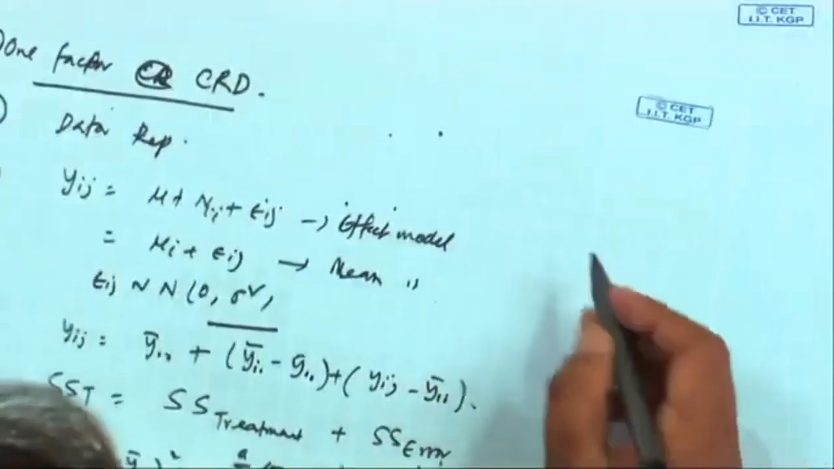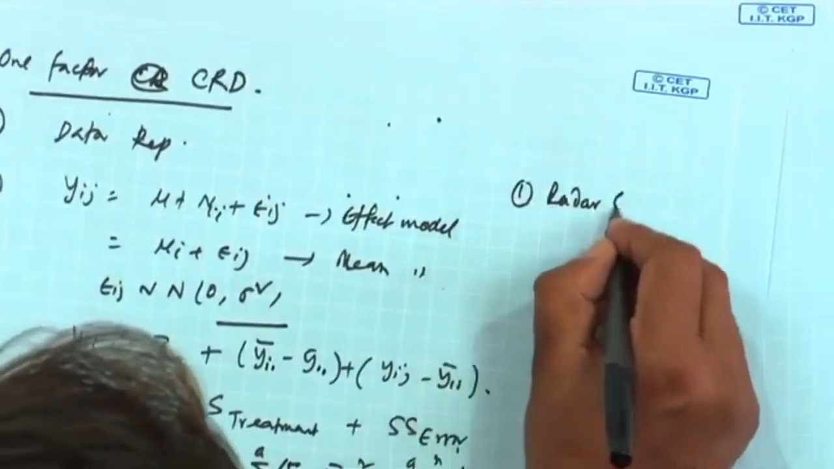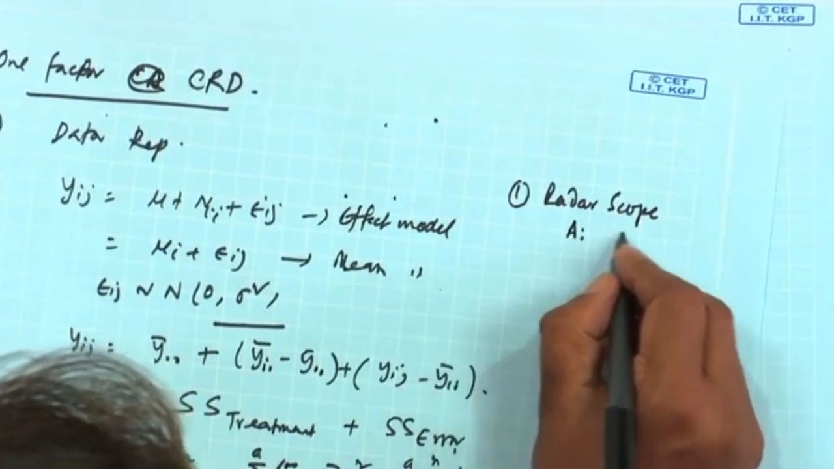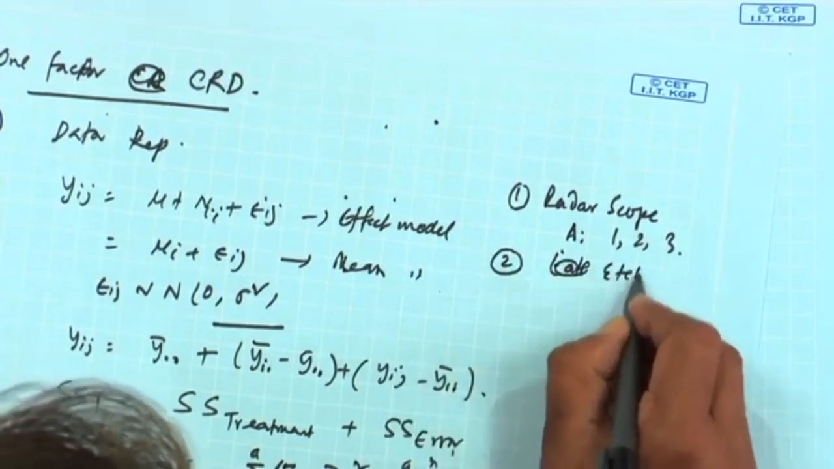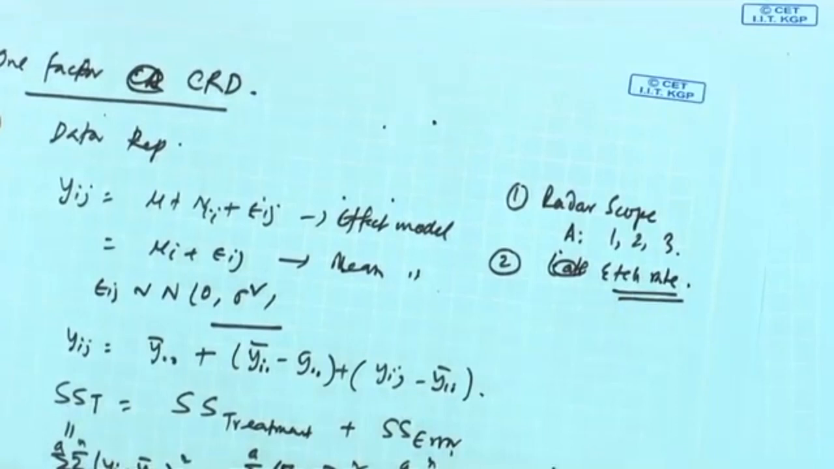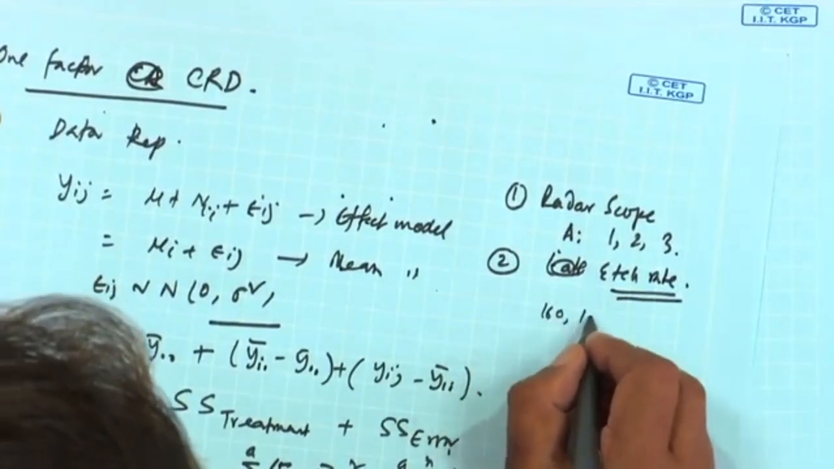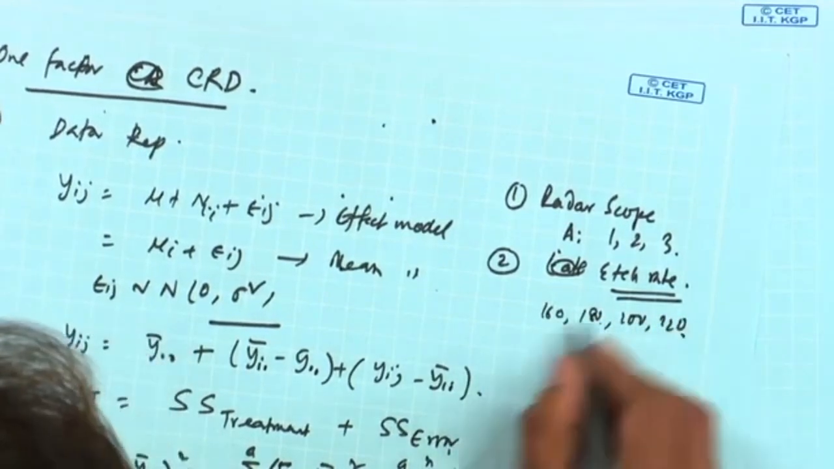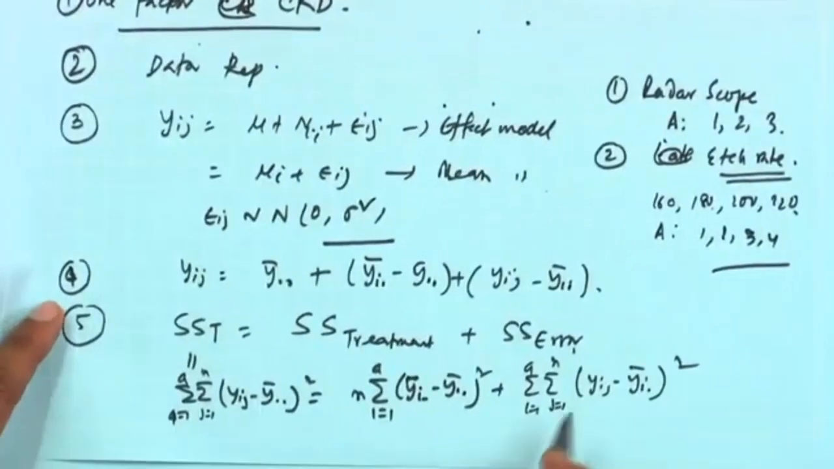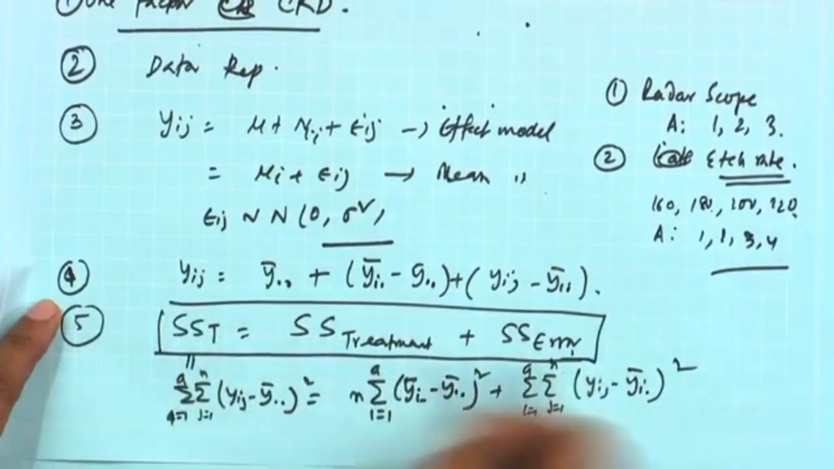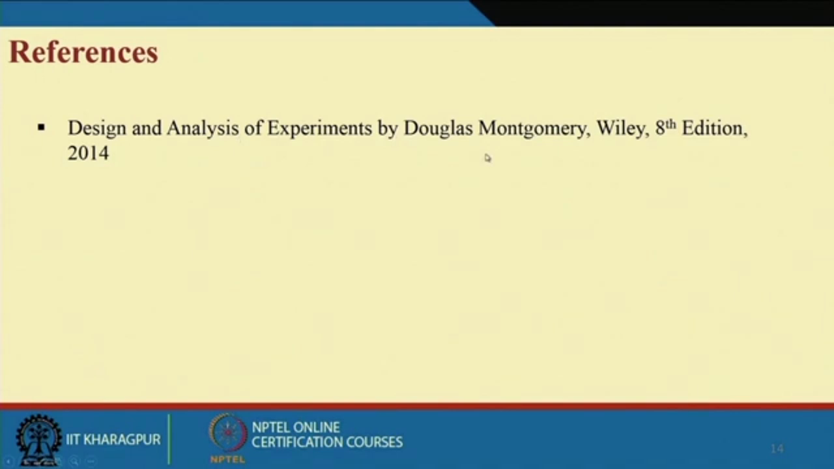And then I have given you two examples. One is the radar scope example, where ground clutter level A has three levels, and the other is the etch rate example, where some power is used, 160, 180, 200 and 220, so the factor A has four levels, 1, 2, 3 and 4. And then how to compute the different things, SST, SS treatment, SS error, is given to you, please practice it. Thank you very much. I have taken all those things from the book Design and Analysis of Experiments by D.C. Montgomery, Wiley, 8th edition. Thank you very much. We will see you in the next lecture.